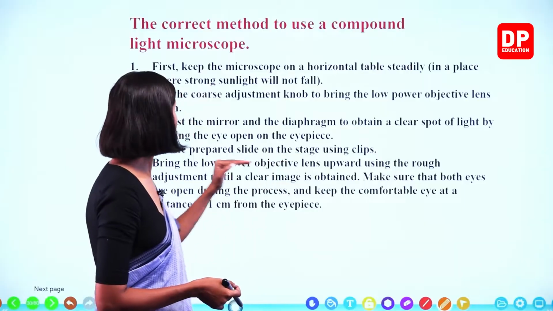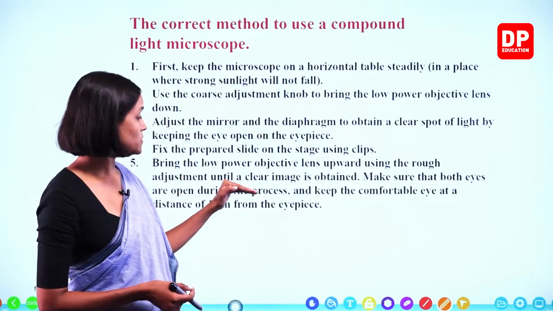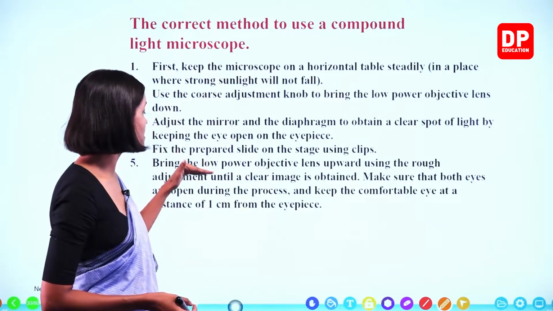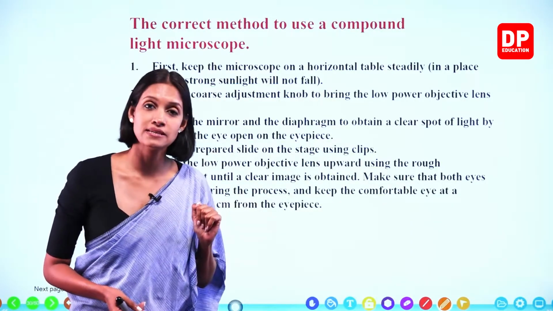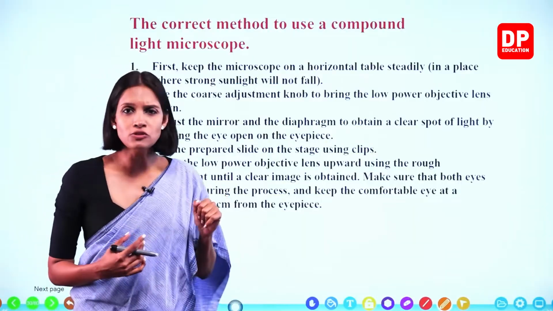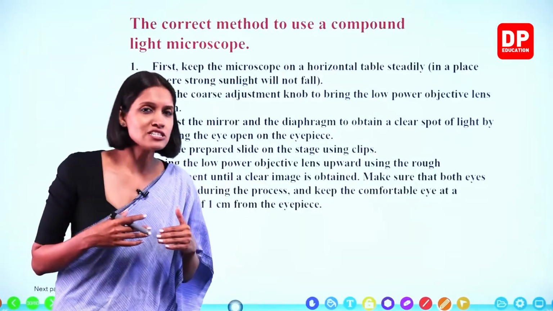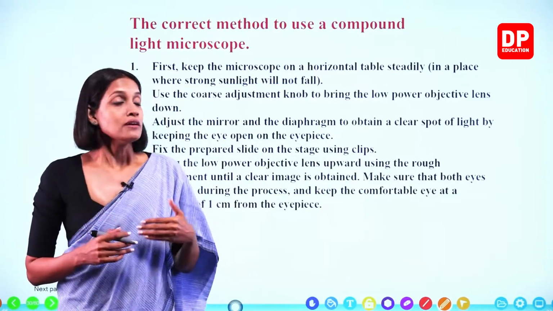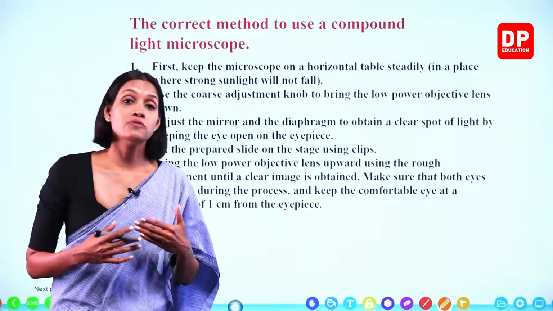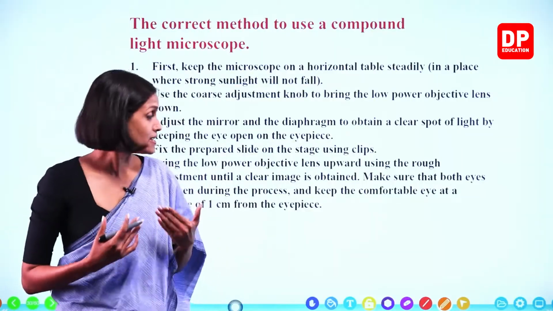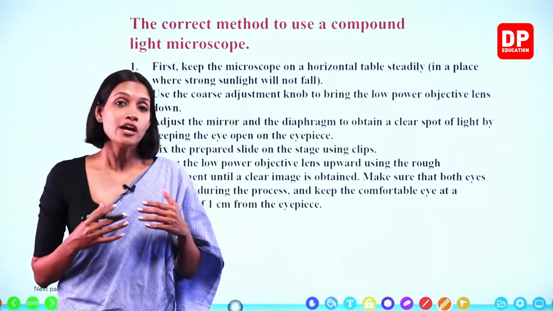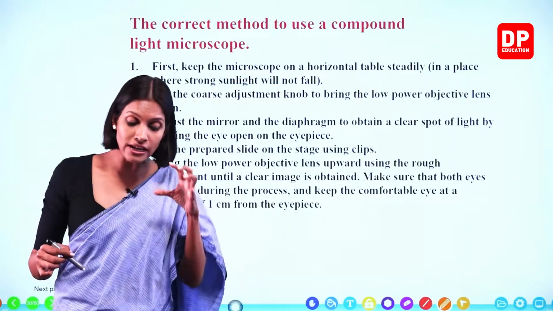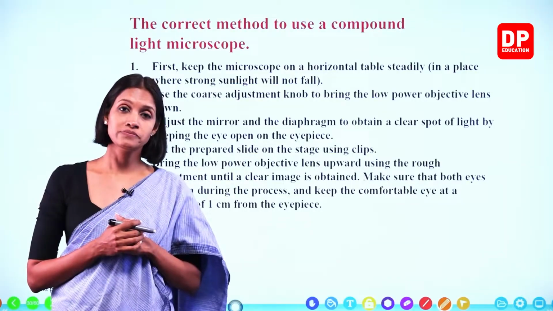Make sure that both eyes are open during the process and keep the comfortable eye at a distance of 1 centimeter from the eyepiece. Most of the time when we look through the microscope, unintentionally we close one eye, right? But this is wrong, right? Because in the upper grade, sometimes when you do science or biological science for your A-level, you have to draw the diagram of the specimen while looking through the microscope, right?